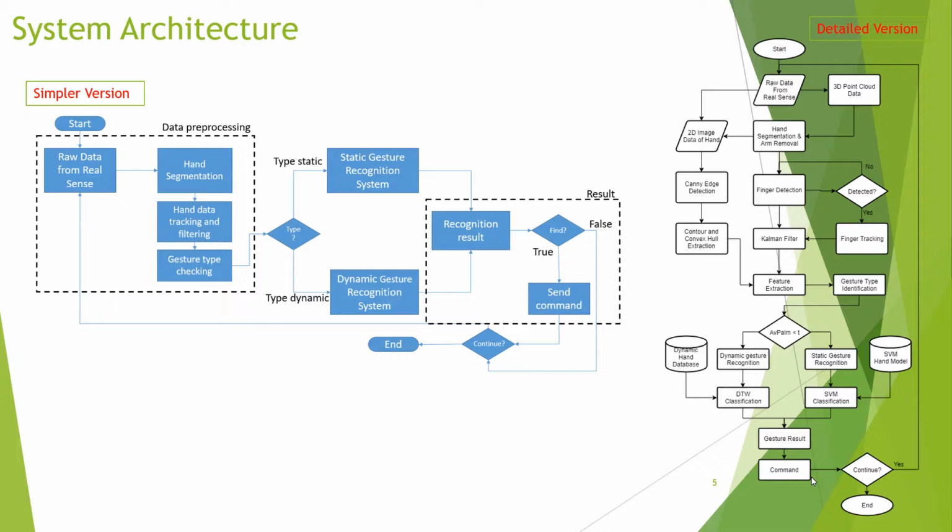Then we will solve it in two different ways, using SVM and DTW classification to get the result, and then we get the command. In the detailed version you will see the detailed combination of how we extract our 2D features and how we extract our 3D features as well.